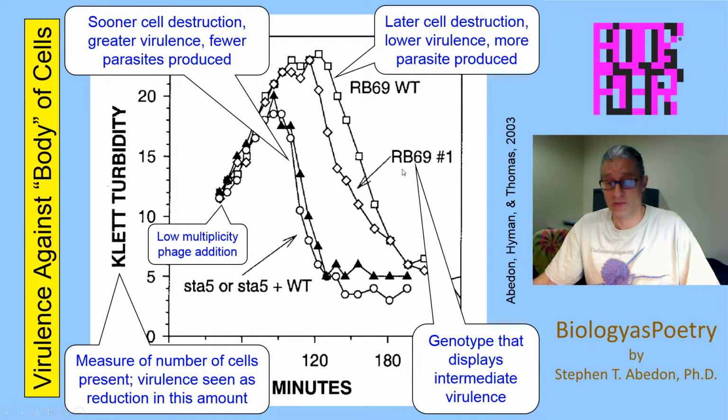And what we have right here is a third type of phage that happens to display a slightly greater virulence than the wild type, and this phage is lysing the host population a little bit earlier. It's displaying a greater level of virulence. It also displays a slightly shorter latent period and a slightly smaller burst size than wild type, but not nearly as short or not nearly as small as the Sta5 mutant displays.